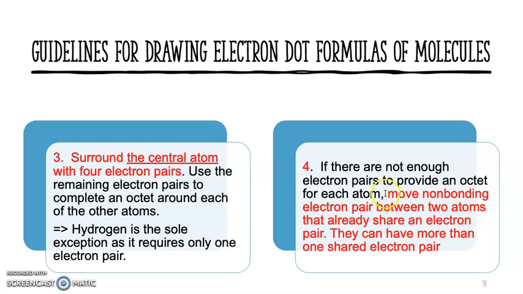Step 4: if there are not enough electron pairs to provide an octet for each atom, that means 8 electrons for each atom, you move the non-bonding electron pairs between the 2 atoms that only share one electron pair. They can have more than one shared electron pair.